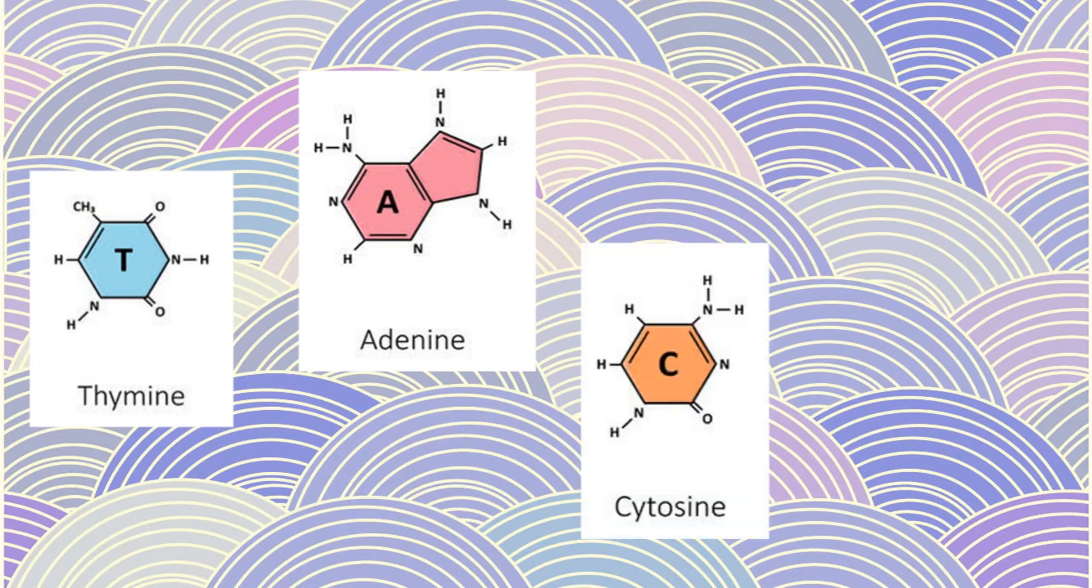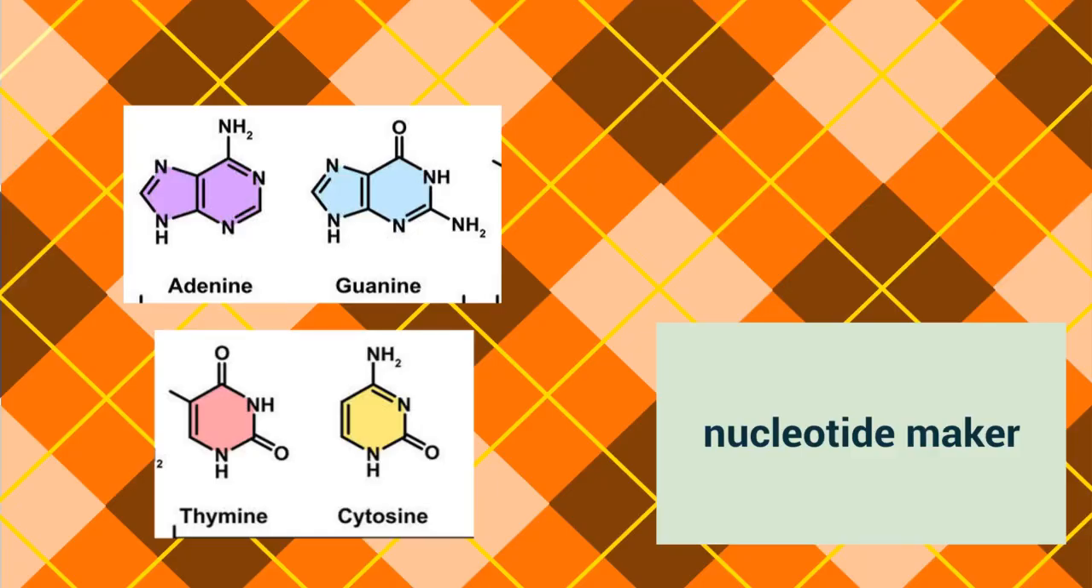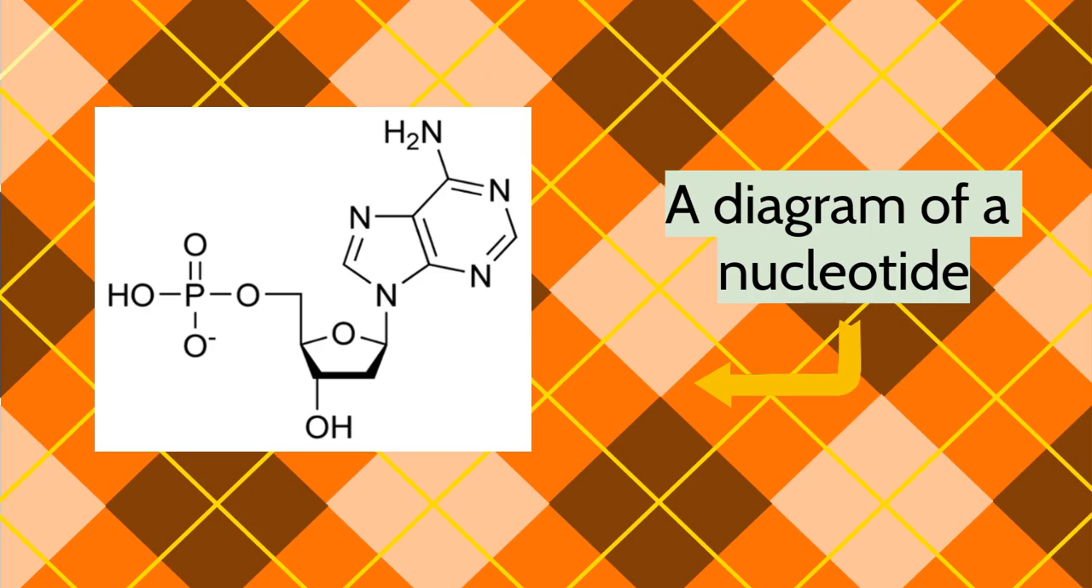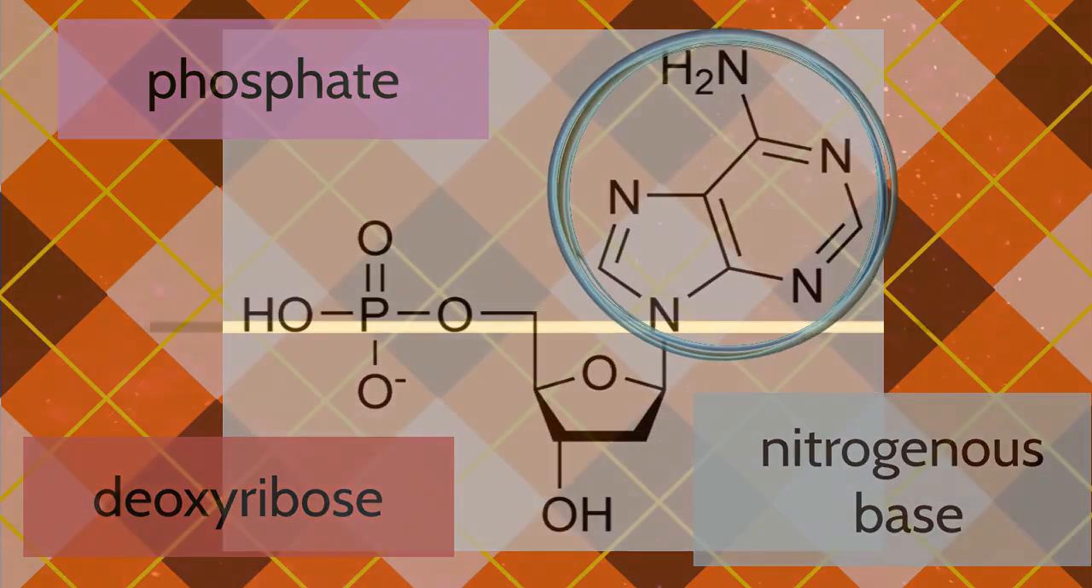The first thing to understand about DNA is that there are several different nitrogenous bases that make up base pairs. These include adenine, guanine, cytosine, and thymine. Each nitrogenous base can be a part of a nucleotide, which essentially is a building block that consists of a phosphate, a sugar, and the nitrogenous base.